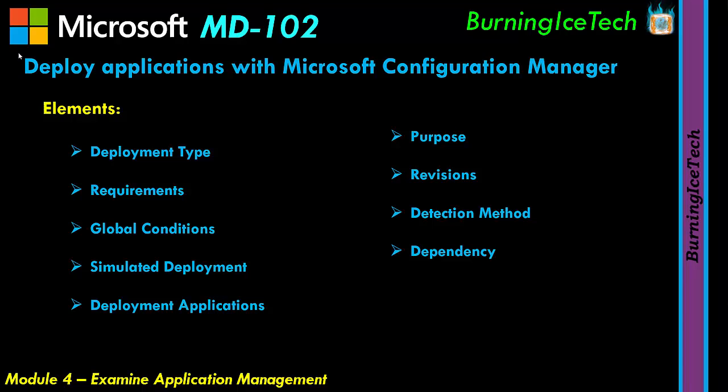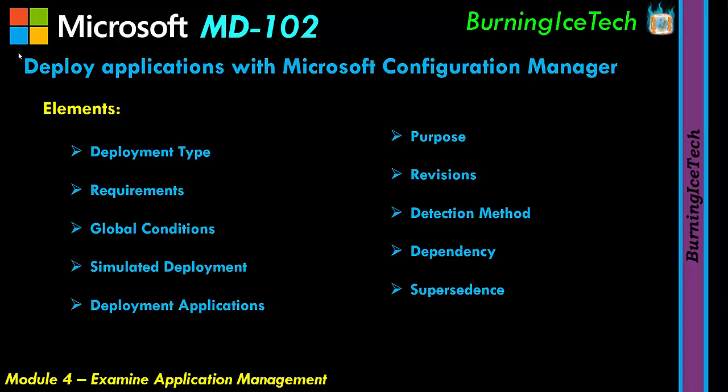The second last element on the list is supersedence. I hope I didn't butcher that name. If I did, let me know in the comment section down below. You can use Configuration Manager to upgrade or replace existing applications by using a supersedence relationship. When you supersede an application, you basically specify a new deployment type to replace the deployment type of the superseded application.